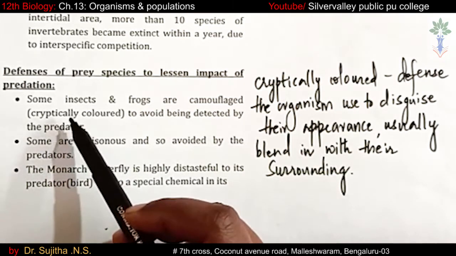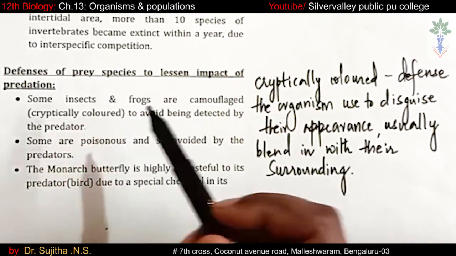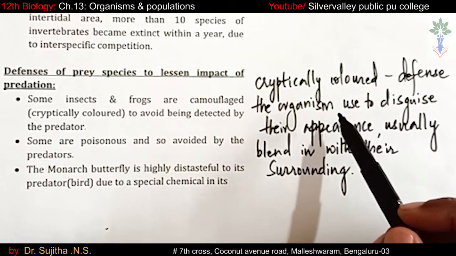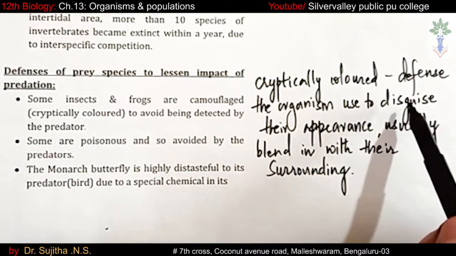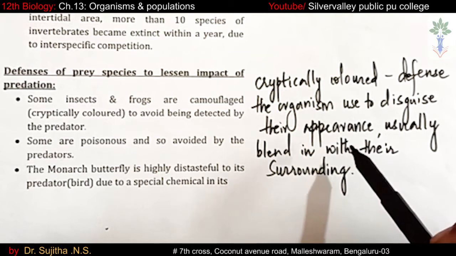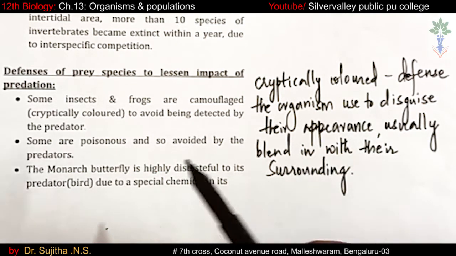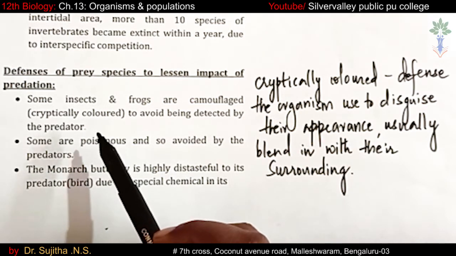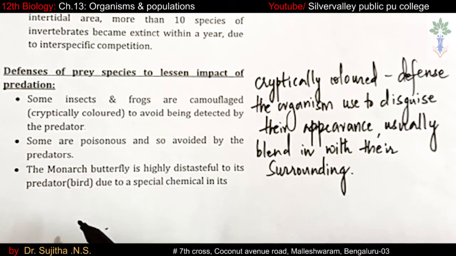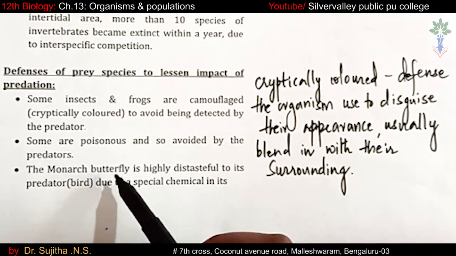What do you mean by cryptically colored? Cryptically colored means it is a defense mechanism the organism has got in order to disguise their appearance. It usually blends in with their surroundings. The second feature is some species of the prey are poisonous in nature. For example, the monarch butterfly.